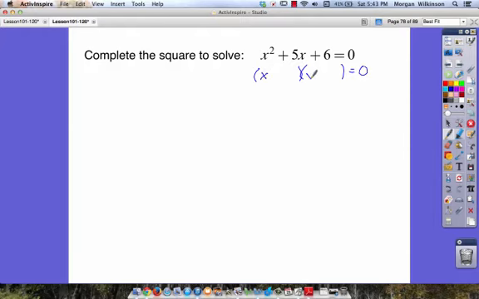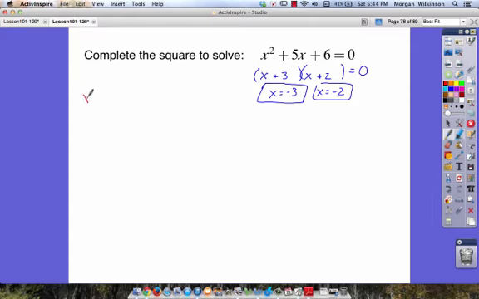We know x times x is x squared. 3 times 2 is 6, and 3 plus 2 is 5, so x plus 3 and x plus 2. So our answers will be x equals negative 3 and x equals negative 2. We've got our answers. Now, when we complete the square to solve, we should get these same answers. Let's see what happens.